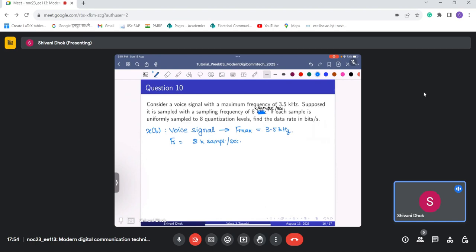Now if you observe carefully, f max is 3.5 kilohertz. So the minimum sampling frequency, fs min, is basically 3.5 into 2, that is 7 kilo samples per second, or 7 kilohertz. So this fs is obviously greater than 7 kilo samples per second. So this sampling is okay. Sampling is fine with respect to the sampling theorem.